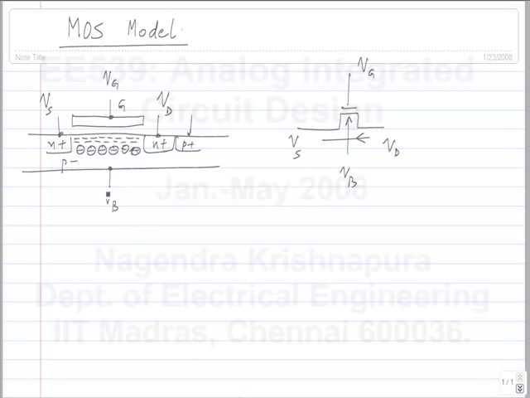What is the effect of the bulk terminal? What happens if I increase the voltage of the bulk terminal? Threshold will increase? Why? It will decrease. So, it will decrease, right? If I increase the voltage of the bulk terminal, the threshold voltage will decrease. Essentially, the amount of charge in the channel will increase.